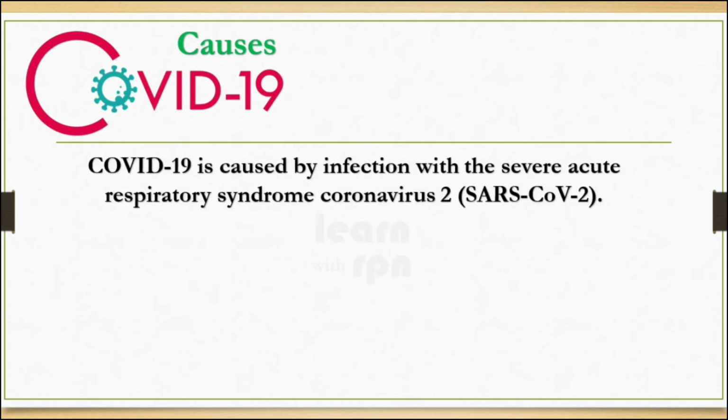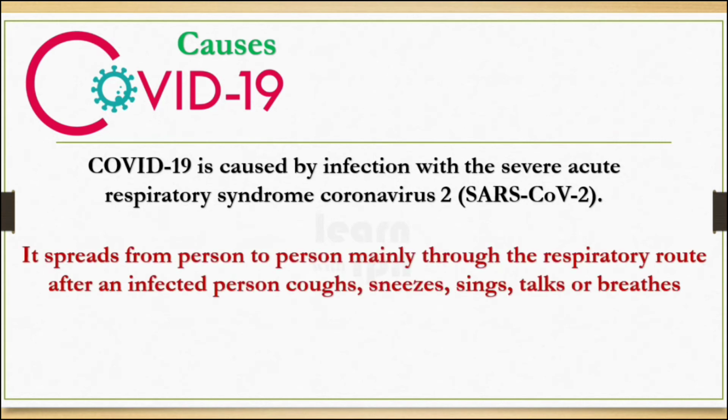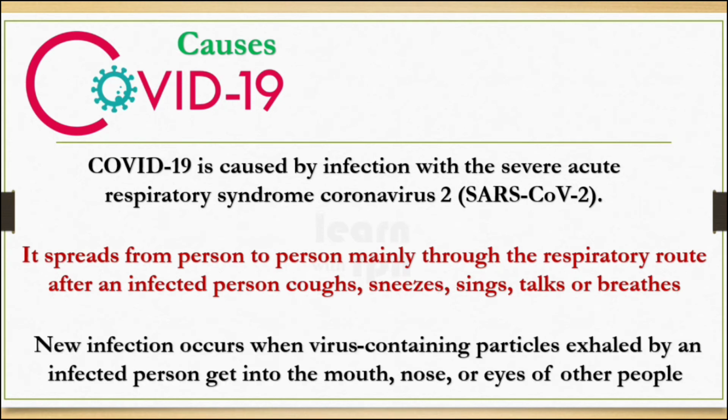So now we are going to understand what are the causes behind COVID-19. COVID-19 is caused by infection with the severe acute respiratory syndrome coronavirus 2. It spreads from person to person mainly through the respiratory route after an infected person coughs, sneezes, sings, talks, or breathes. New infection occurs when virus-containing particles exhaled by an infected person get into the mouth, nose, or eyes of other people.